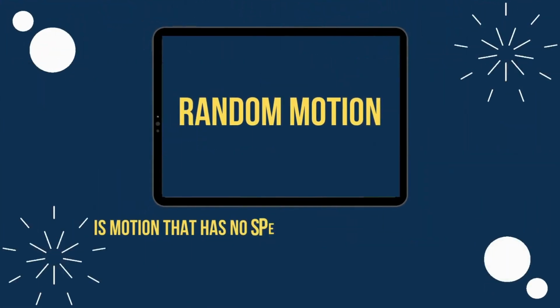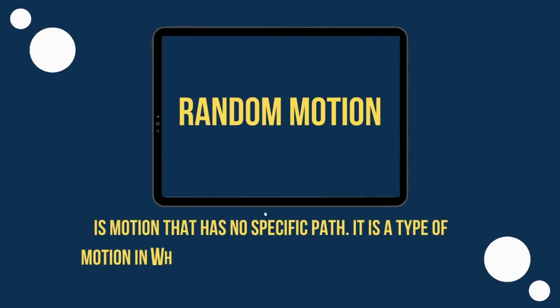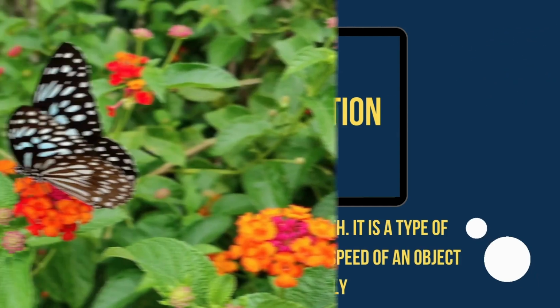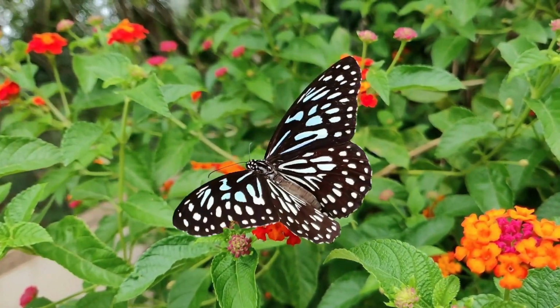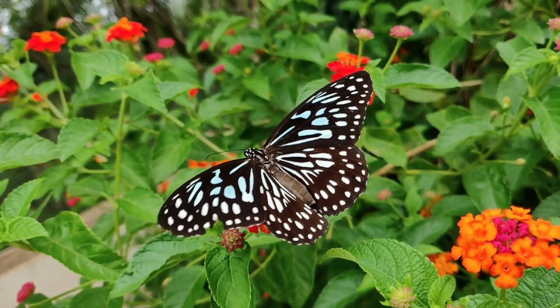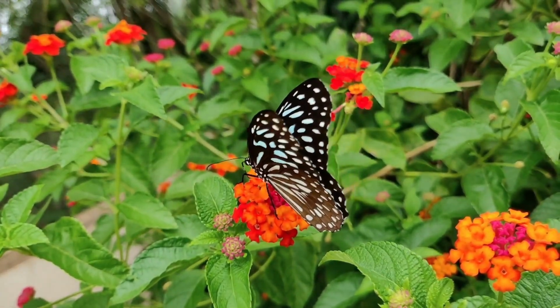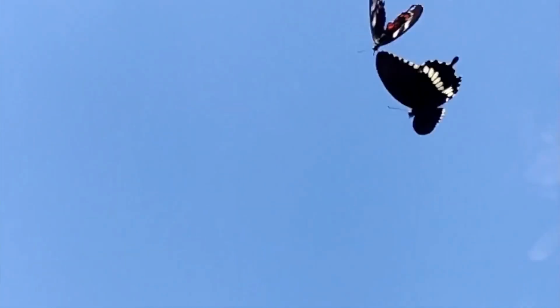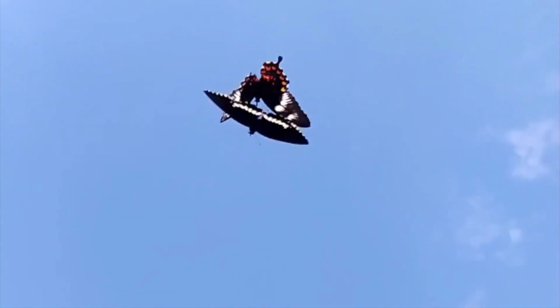Number 1. Random motion. Random motion is motion that has no specific path. It is a type of motion in which the direction and speed of an object change continuously. A perfect example of this motion is the path that a butterfly takes when it flies. Their path is unpredictable, and they flutter in no specific direction. Now that is random motion.